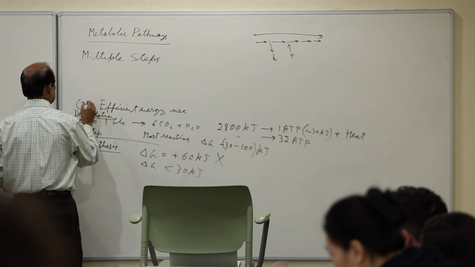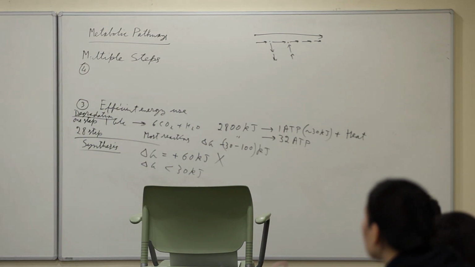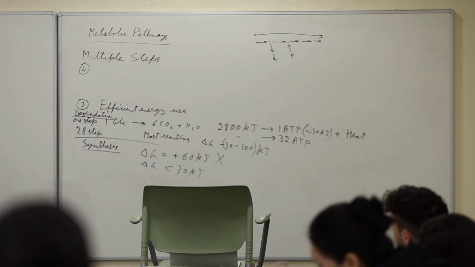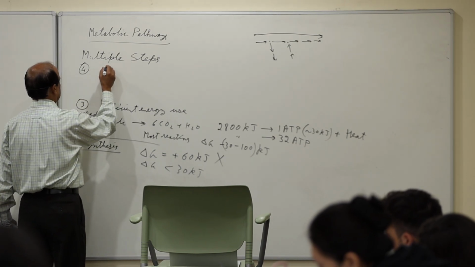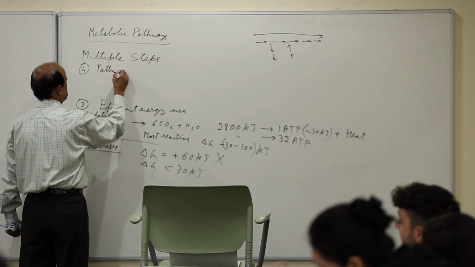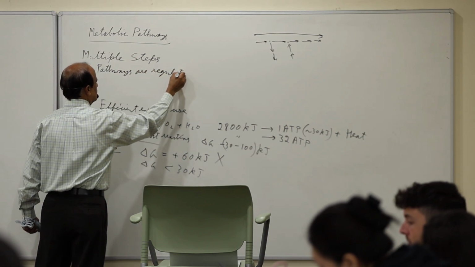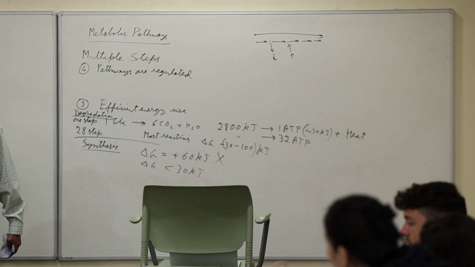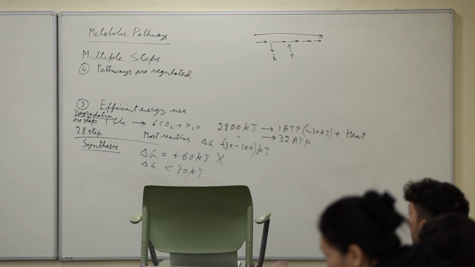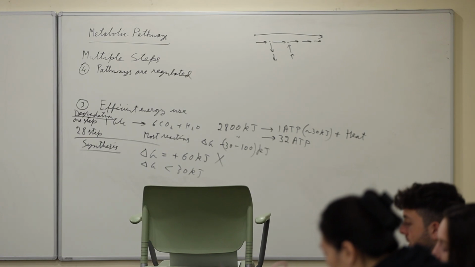So as I said, the third one and the fourth one are the most important reasons why there are so many steps. So this is the efficient energy use. And secondly, all pathways are regulated. That means the pathway is turned on when you need it. When you don't need it, then the pathway is not on. So all these reactions in your body are not happening all the time. Only when you need a certain reaction, that reaction is activated.